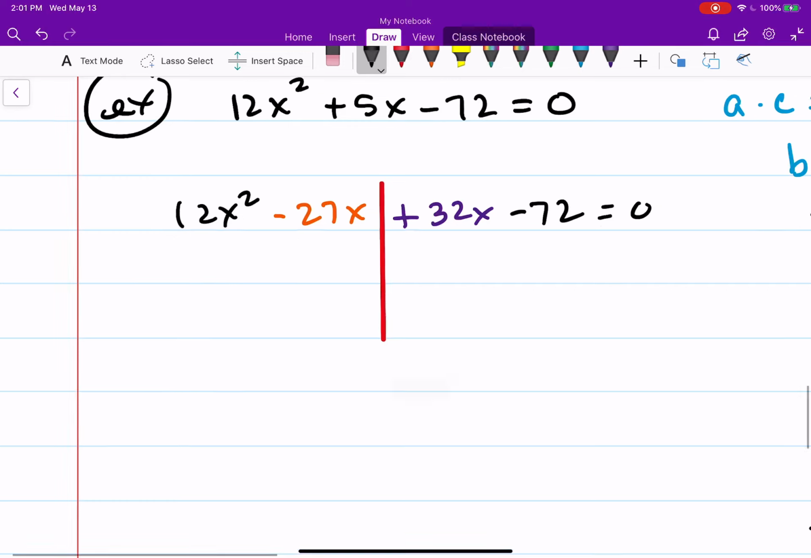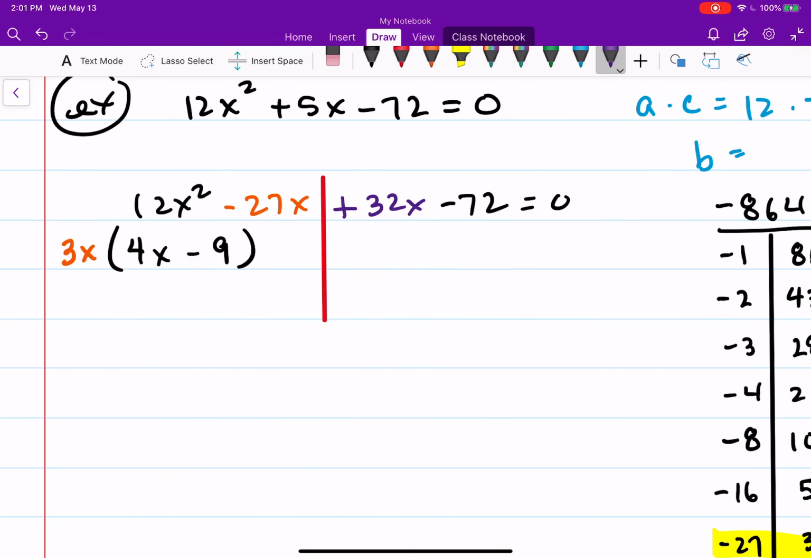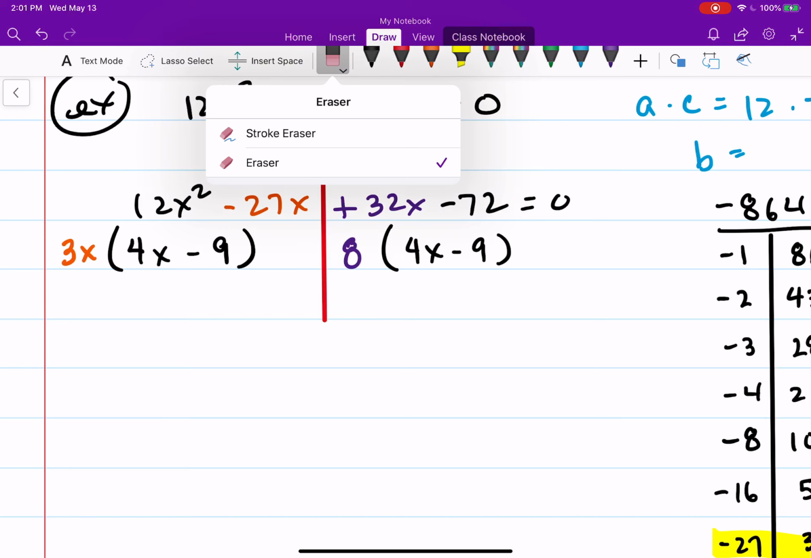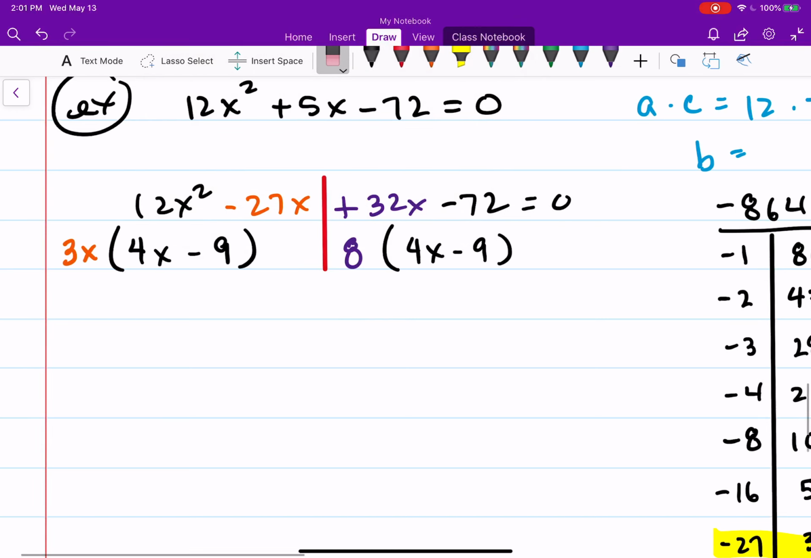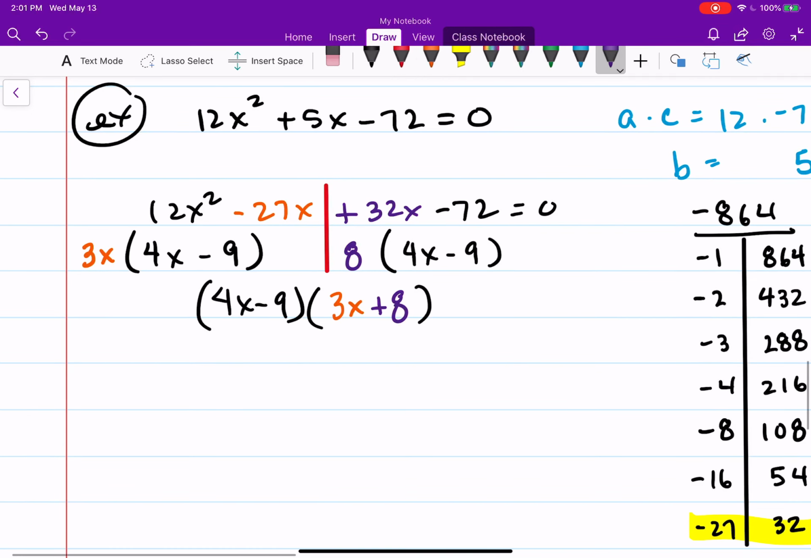Now let's look at the right side. What goes into 32 and 72? 8 does. How many times? 4x minus 9. Okay, let's see which one I have here. I got the eraser, so I can do this. Perfect. What's in common? You got the 4x minus 9 and the 3x plus 8. Okay, so now you got to put the equal 0 back.